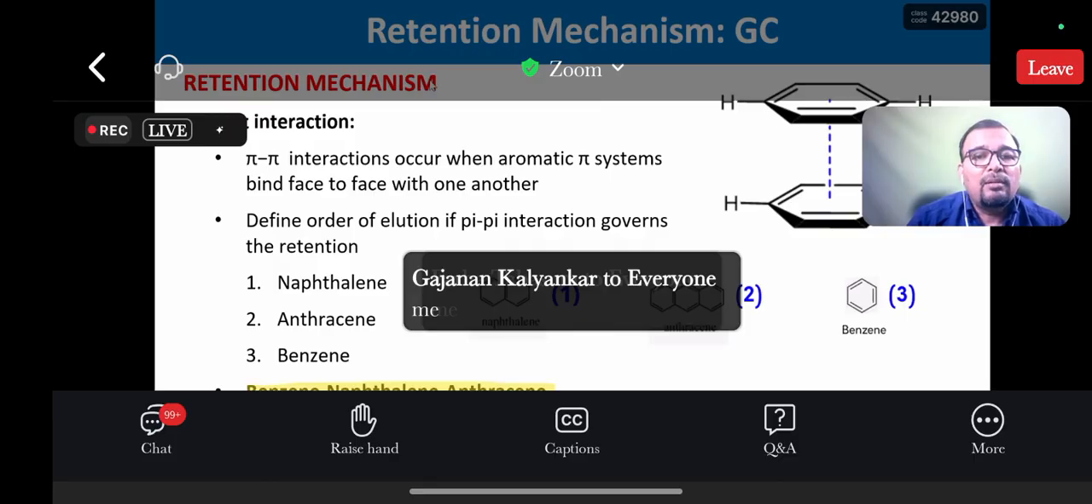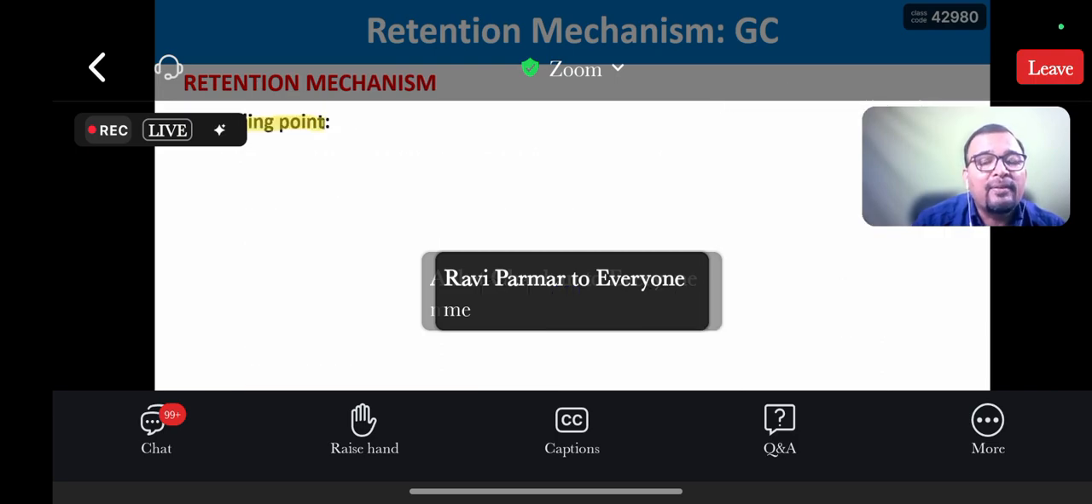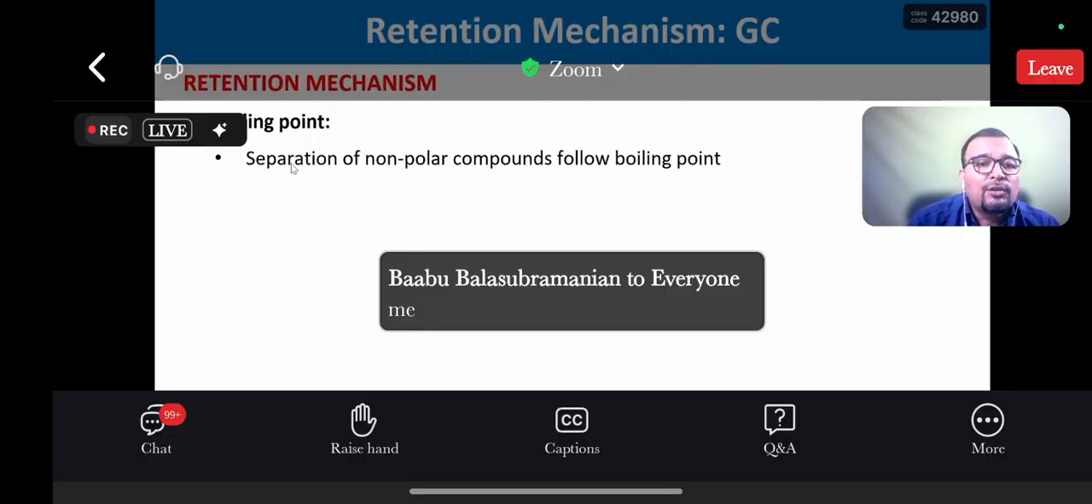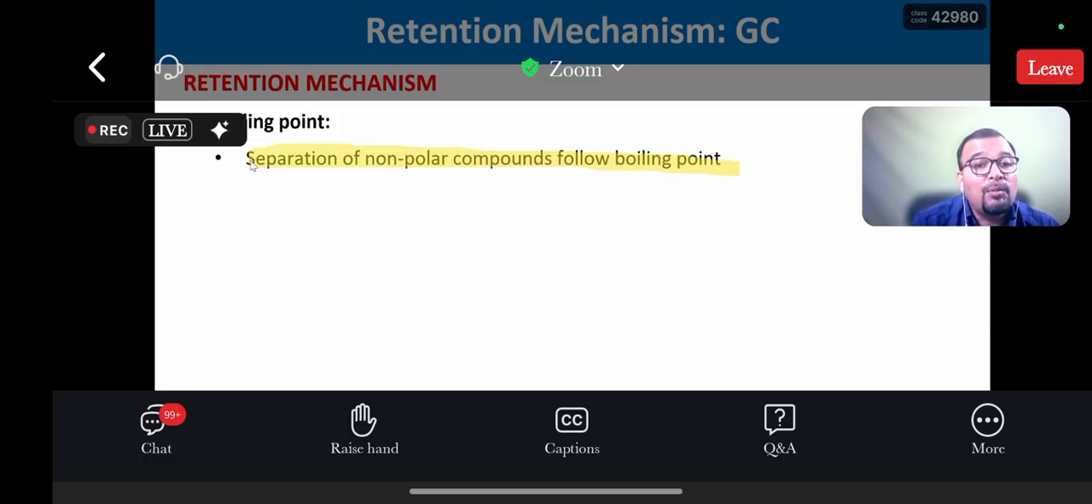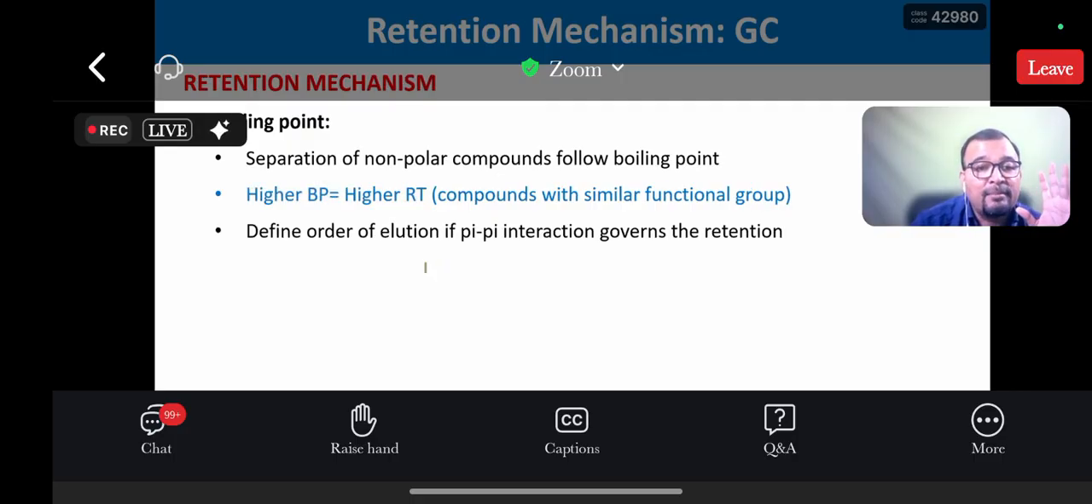Okay, with this, there is one more important retention mechanism which is applicable only for gas chromatography, and that is the boiling point. Separation of non-polar compounds follows the boiling point rule: the higher the boiling point, the higher the retention time. Very simple. High boiling point means high retention time.